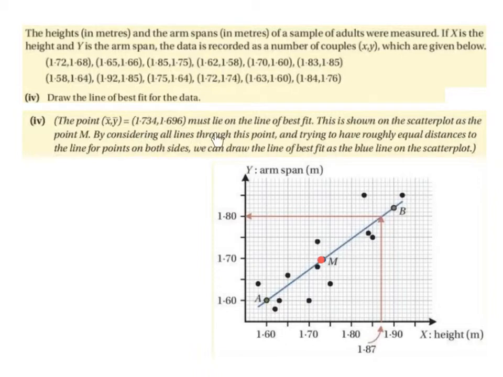By considering all lines through this point and trying to have roughly equal distances to the line for points on both sides, we can draw the line of best fit as the blue line on the scatter plot. The best thing to do is to get your ruler and turn it on its side and have the center of the ruler going through this point. Swivel the ruler clockwise and anti-clockwise, making sure the center point goes through this point, until you have it in a position where you think the points are of equal distance from the ruler, and then you can draw on the line. This blue line here is the line of best fit.